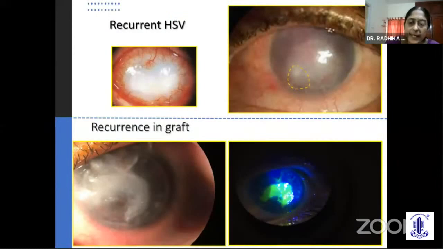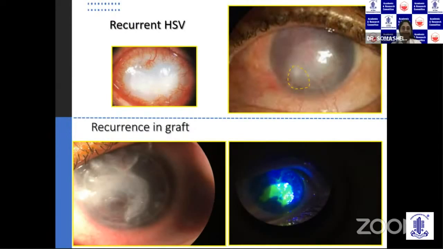So we know that viral infections recur. We saw some beautiful dendrites and stromal edema and disciform keratitis and everything, but you see the two photos in the panel above, and this is recurrent HSV where none of this pattern is followed. HSV does not read the AIO guideline, doesn't see my presentation. So it presents like this when it comes recurrently.